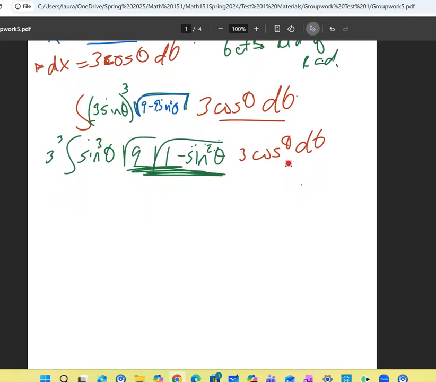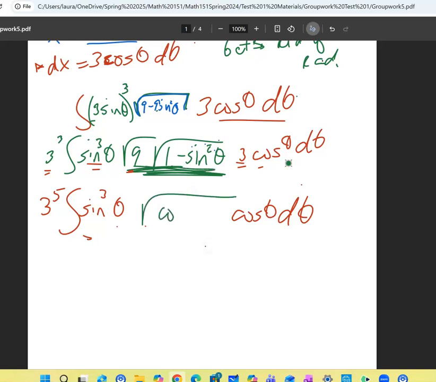Okay, here we go. So this 3, and this 3. So I get 3 cubed times another 9. So I get 3 to the 5th power. Just going to leave it there. Sine cubed theta, that's this one. This cosine comes down, cosine theta d theta, and let's think about what this is.